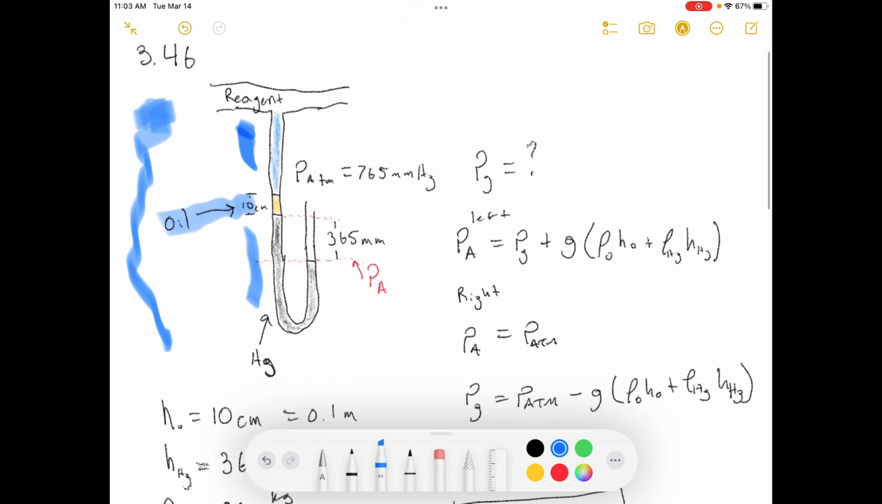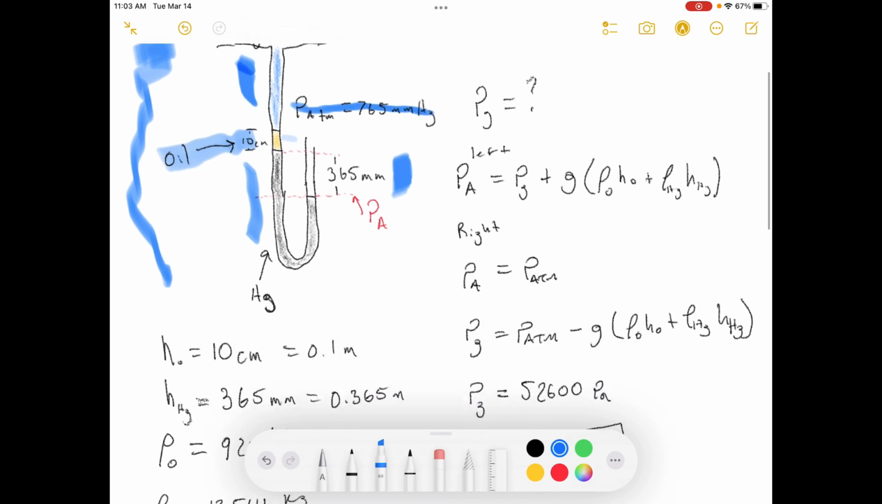We do know that the atmospheric pressure was given to us here, and we know the difference between the liquid levels of the mercury. But we have to remember that there's 10 more centimeters on top of that that's got some oil on it as well.